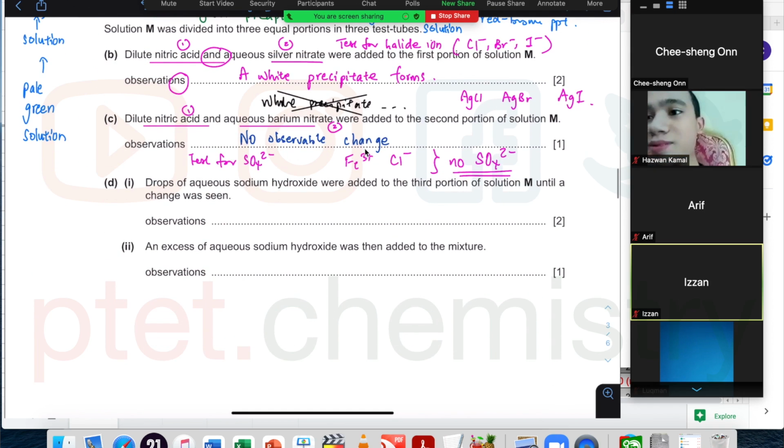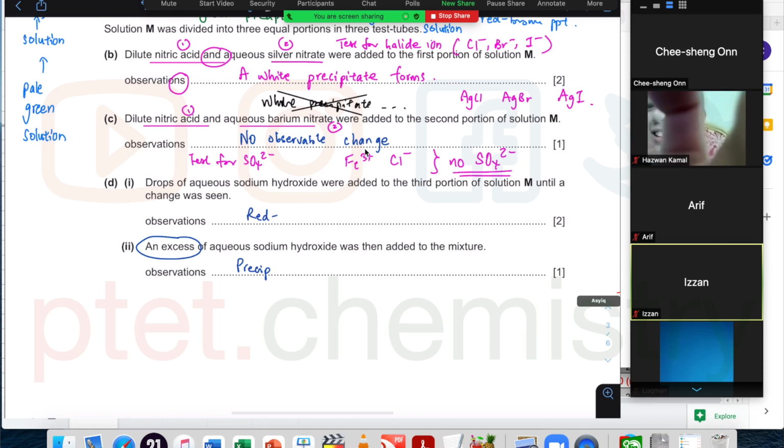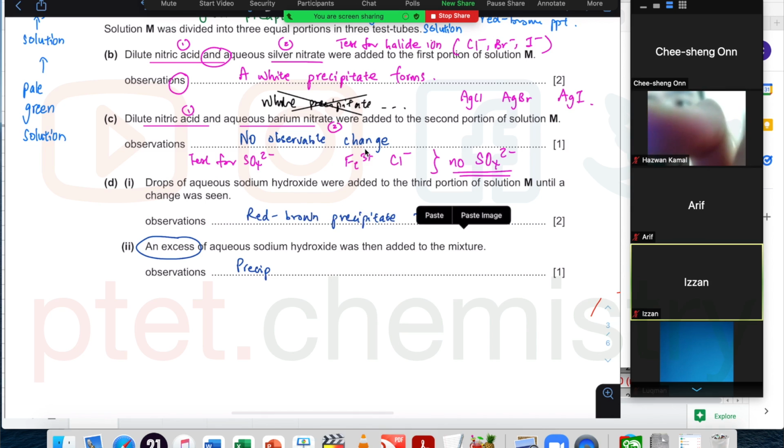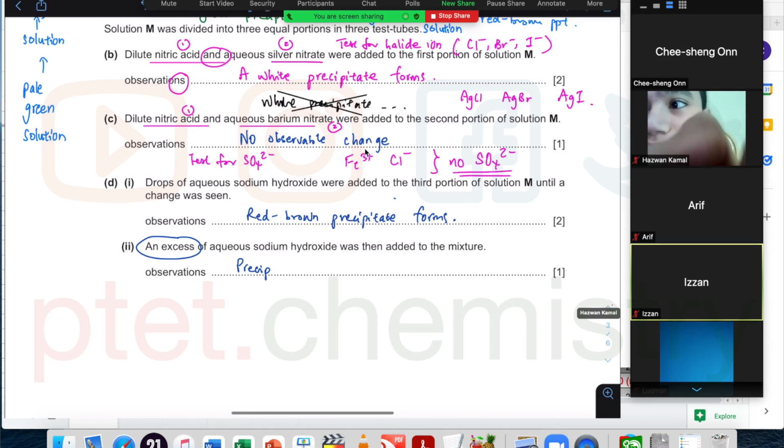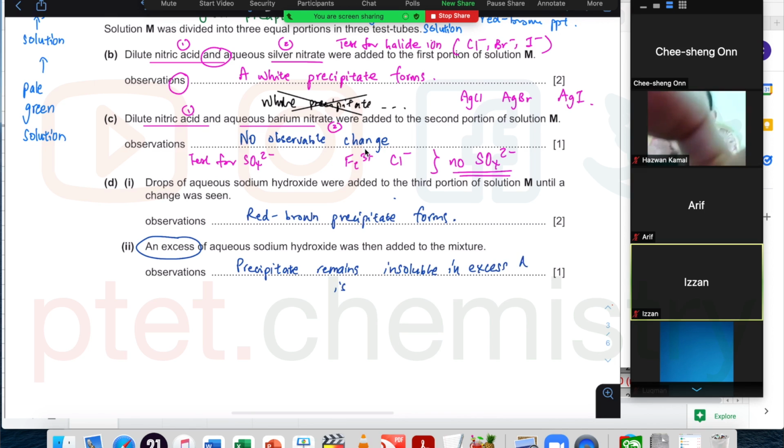I don't want to mention too much about this. I think in general, people are all right here. Just want to mention excess. Sometimes people write the exact same thing, like red-brown precipitate is formed. And then we don't write again "red-brown precipitate forms," because it's the exact continuation from the previous bit. So the precipitate remains insoluble, or the precipitate is insoluble, or the precipitate does not dissolve. Mention it in excess. Excess of what? The next time you do your other work, make sure you specify excess of what.